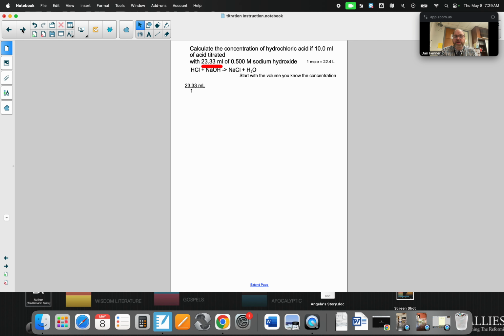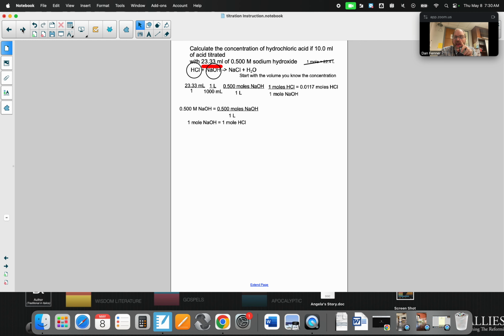Now, we need it in liters. We're not using molar volume because this is not a gas. These are solutions. So we'll put it in liters, and we're going to use that concentration. So if it's 0.500 molar, that means it's 0.500 moles over 1 liter. Just slide that right up inside of there. And then using our stoichiometry, we're going to have hydrochloric acid and sodium hydroxide. That's a 1-to-1 relationship. We multiply through using your calculators: 23.33 times 0.500, divide by 1,000. You should get 0.117 moles.